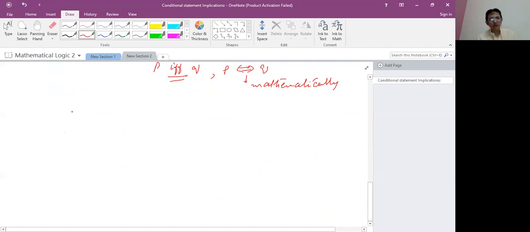So now, first we make these conditional and biconditional statements and represent them by the truth table. So how can we make a truth table of a conditional statement?